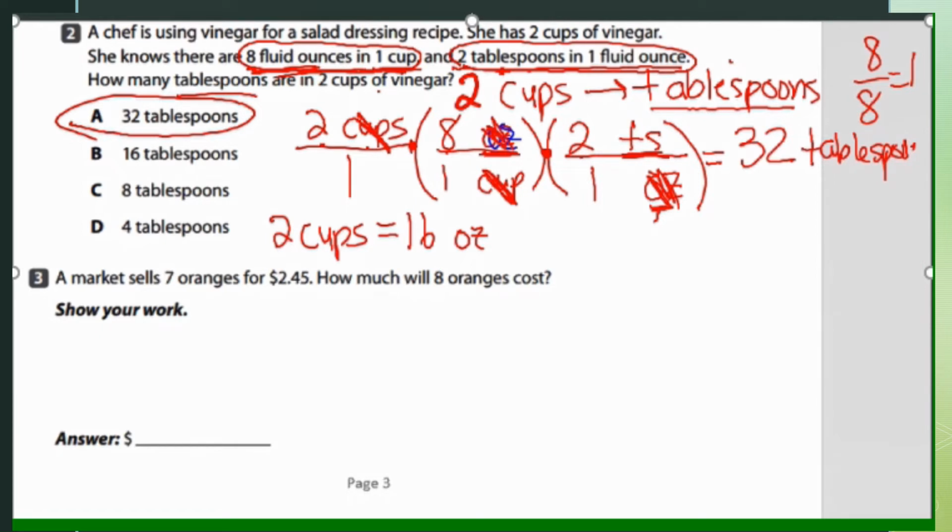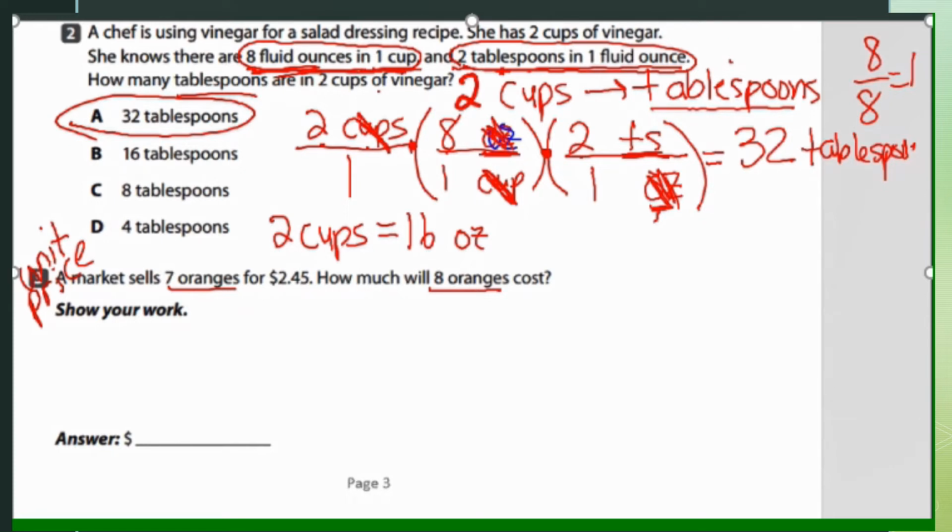Now we're moving on to number 3. A market sells 7 oranges for $2.45. How much will 8 oranges cost? Now this is a unit price question. You have to find how much 1 orange costs, and then you have to use that rate to find out how much 8 oranges cost.